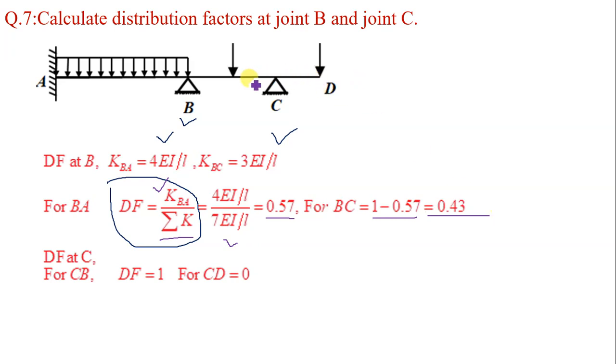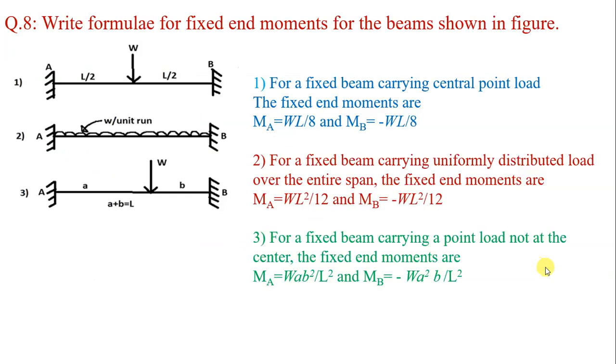Distribution factor at C, this is the overhanging simple support. There is no support beyond C to this side, and hence for CB the distribution factor is equal to 1, and the distribution factor for CD is equal to 0. This is a typical case. So these are the answers.